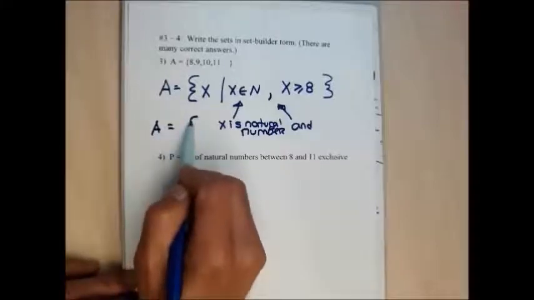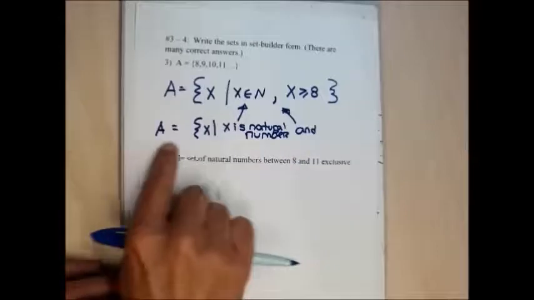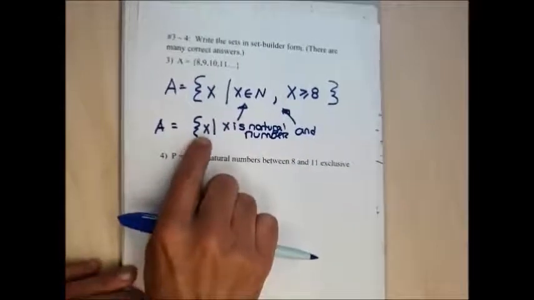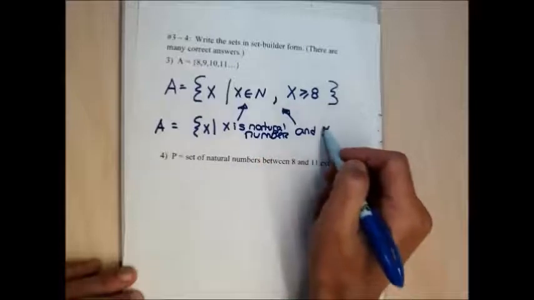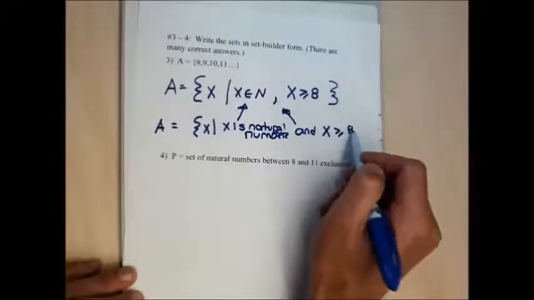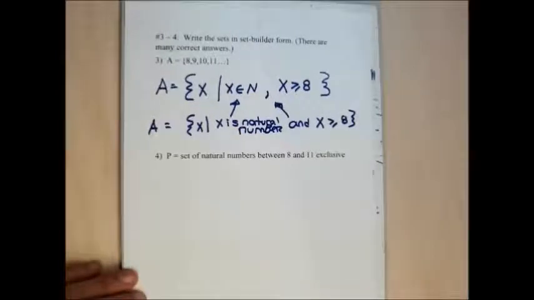So an alternate choice might be an answer like this. A equals the set of all x with the property that x is a natural number and x is greater than or equal to 8. That's actually the easier of the two.